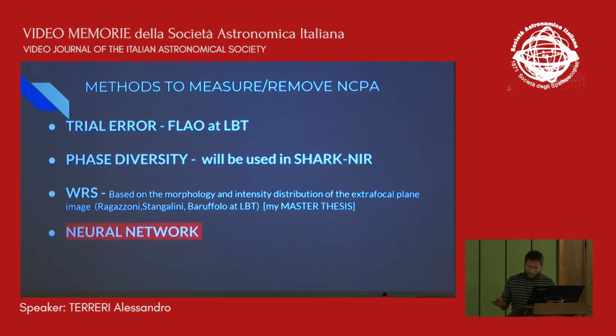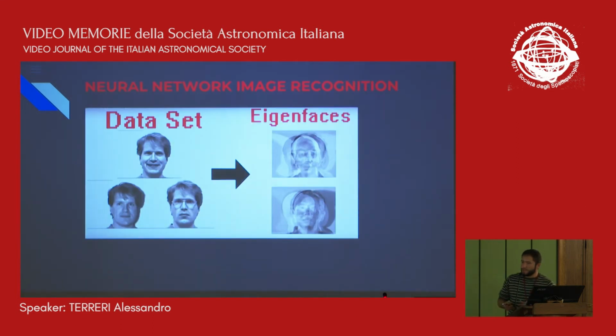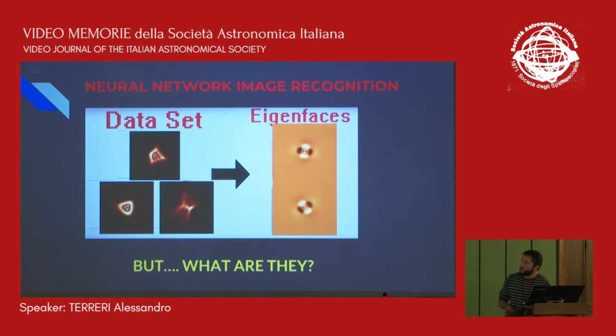Now I'm working on a neural network approach, and the question is, are we able to use the information of the morphology of the point spread function to implement an image recognition? Can we do the same for the point spread function? Apparently it seems to be so, and this is the way we do it, and in a moment I will tell you how.